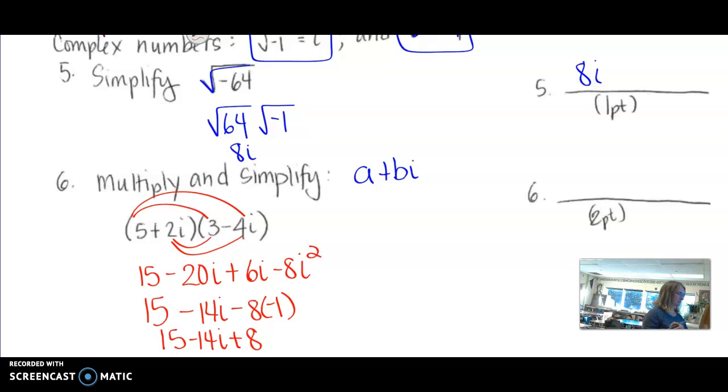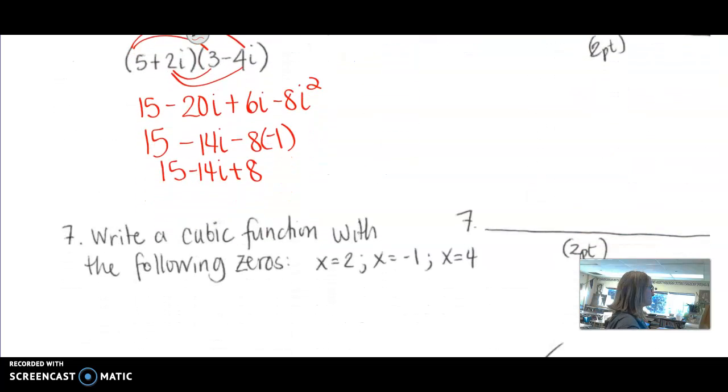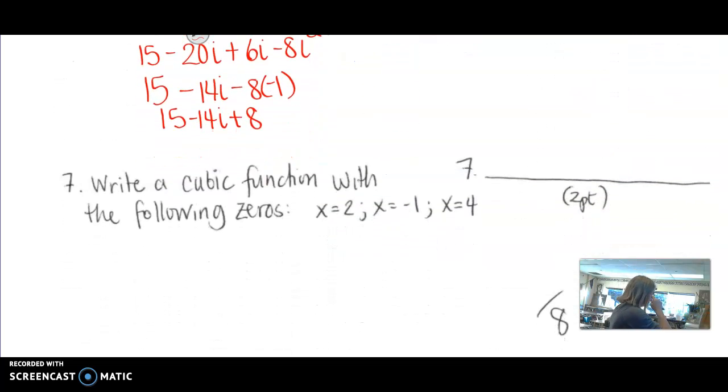15 and 8 is 23. So my simplified result is going to be 23 minus 14i. Okay. So let's do one more here.